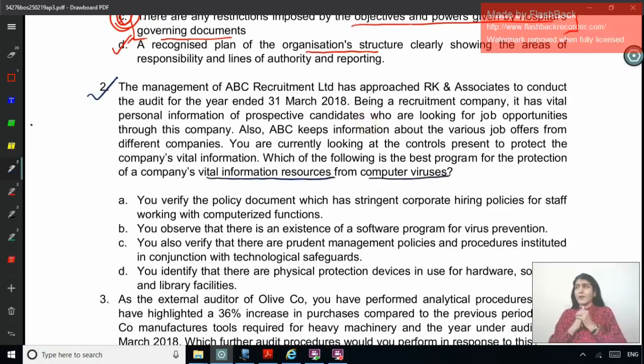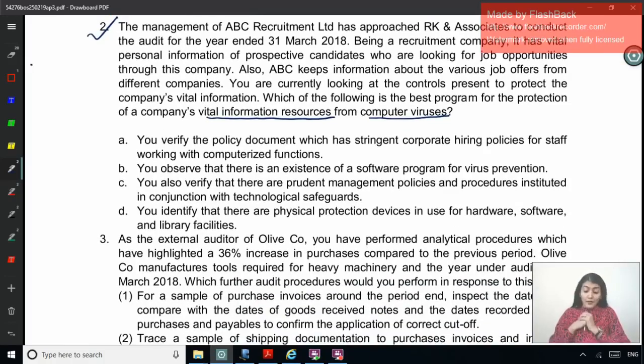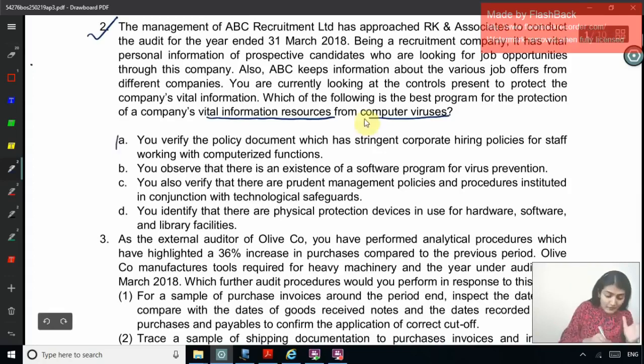So how do you save a computer from virus? I think we know something called antivirus software the moment we read this. Some McAfee or some Net Protector software. Right, so what does it say? You verify the policy document which has stringent corporate hiring policies for staff working with computerized function. I think this won't help them with computer virus. Second one, you observe that there is an existence of a software program for virus prevention. Seems okay. So first one is obviously out.